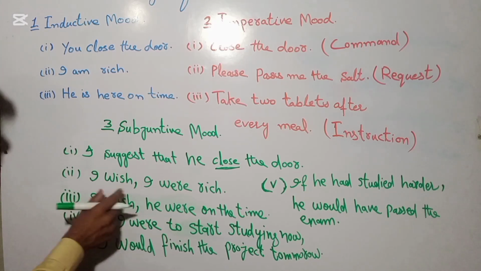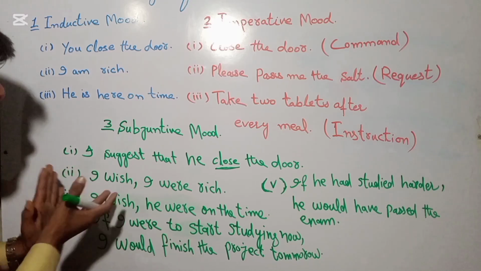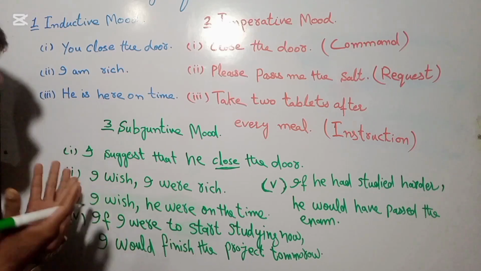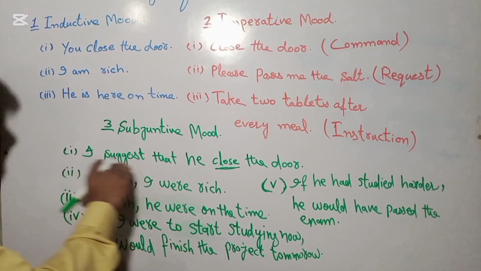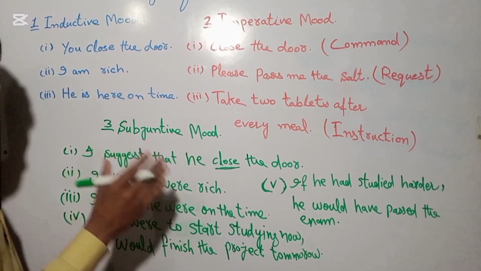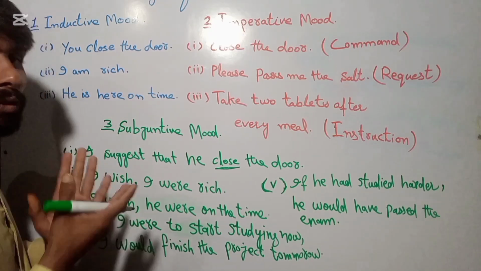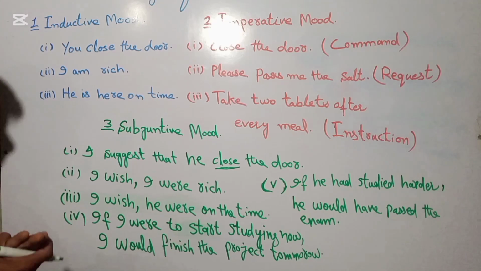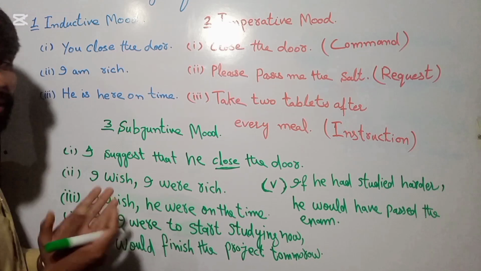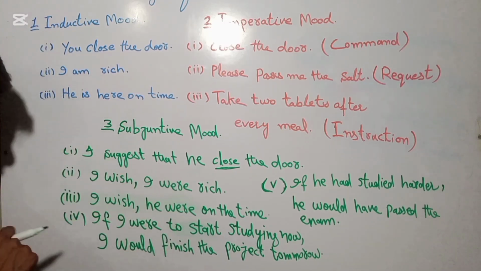Next is I wish I were rich, right? So here, I am rich is in the present, right? So I wish I were rich. This is not reality, just a wish, right? So this is the subjunctive mood for the present tense, and this is the subjunctive mood for the past tense, right? But we will always use were, not was, whichever subject comes here, right? We will always use were.